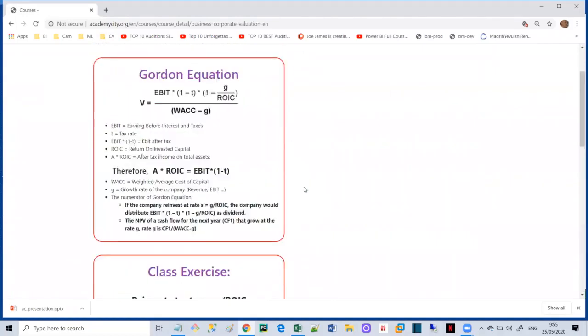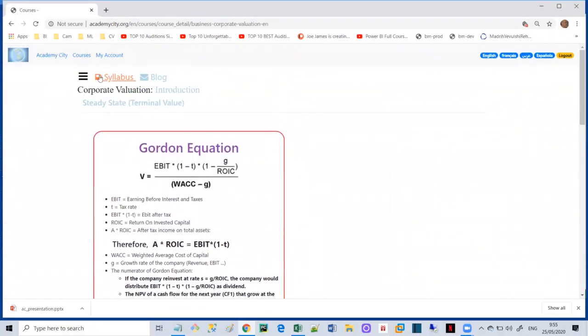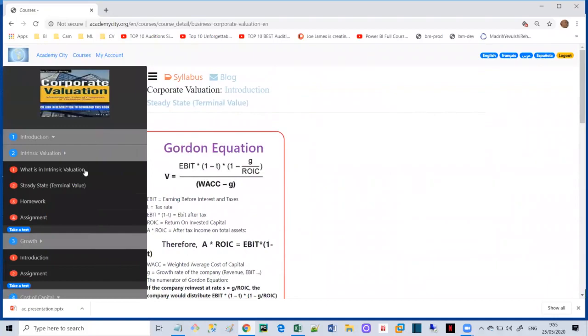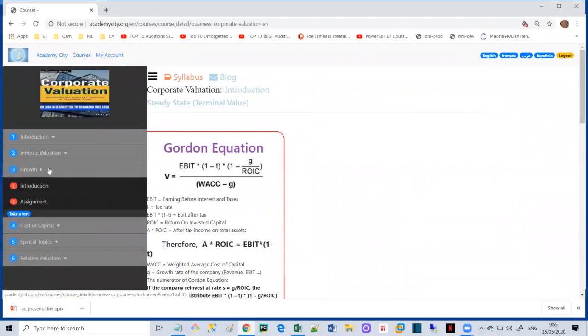Today's session is a very practical session, meaning how do we take all this theory and turn it into actual practice? What do I mean by that?